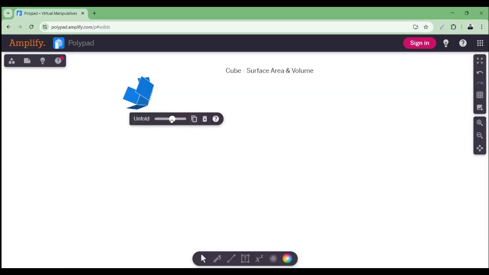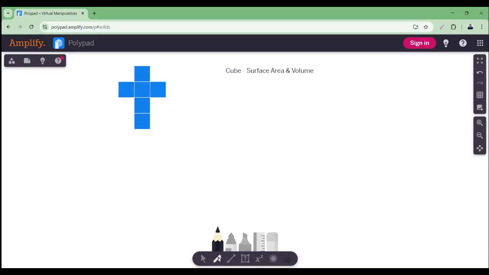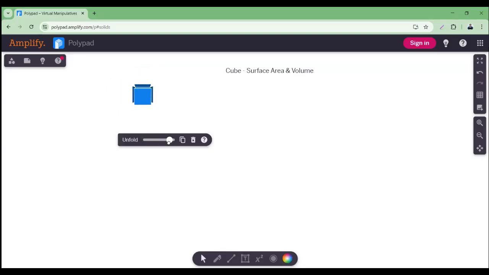I'm going to unfold it. Can you see here? You've got 6 squares like this. And we're just going to fold it. I'm going to get it like this. Right? So in a cube, you have 6 squares. They all join together to form a 3D solid called a cube.